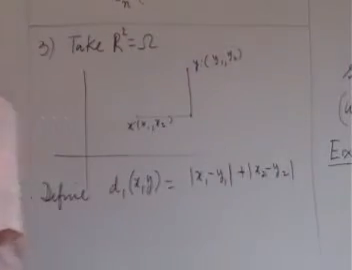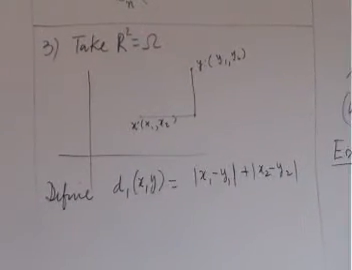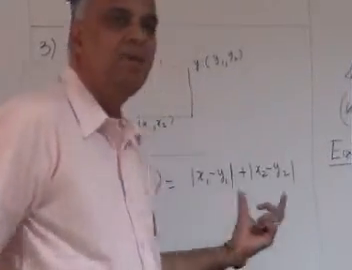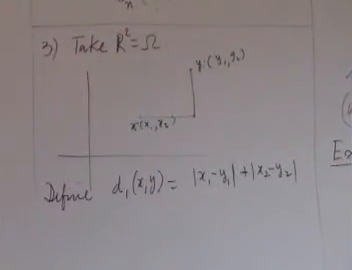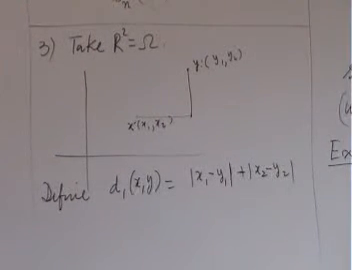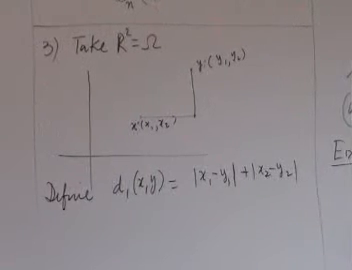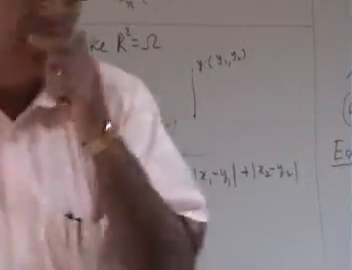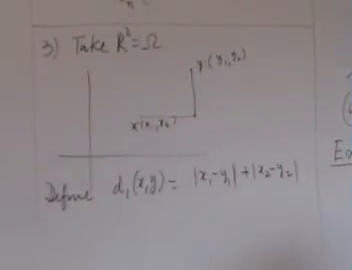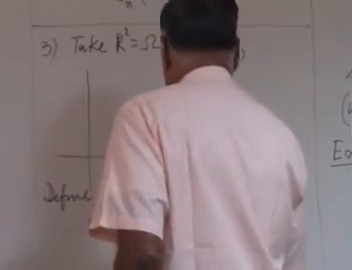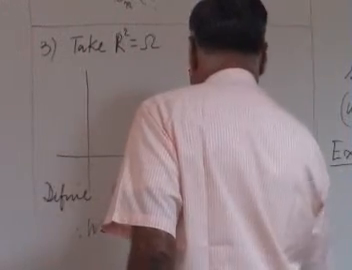Then certainly it is non-negative. When will it be 0? Again, sum of non-negative quantities, so each one must be 0. So x1 must be y1, x2 must be y2, so the 2 points must be the same. And it is symmetric. Only thing is you have to verify this. But that follows from the fact that the absolute value follows the triangle inequality. So all these verifications are trivial. Then, therefore, we have R2, d1 is a metric space.